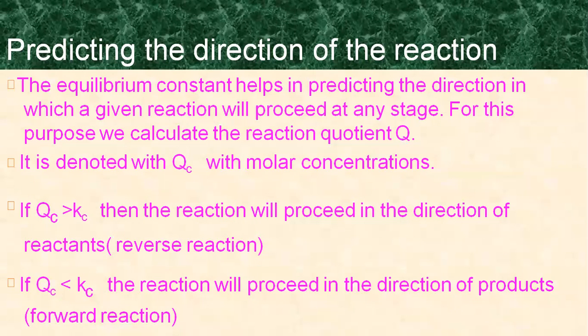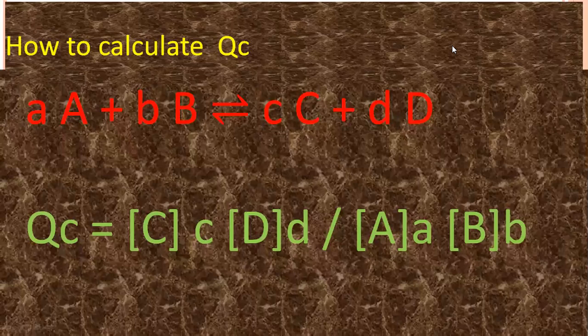So by calculating all the things present in an equation, we can determine that if Qc is high, it means the reverse direction will be there. If Qc is less than Kc, it means the forward direction will be there. Okay, right? So how can you calculate Qc?